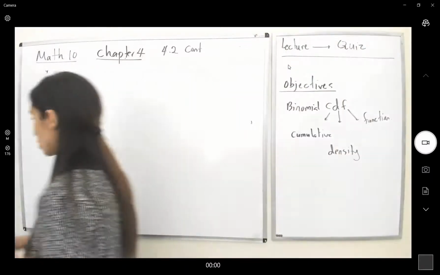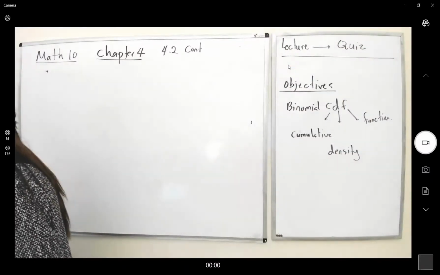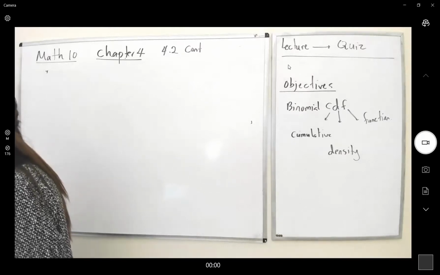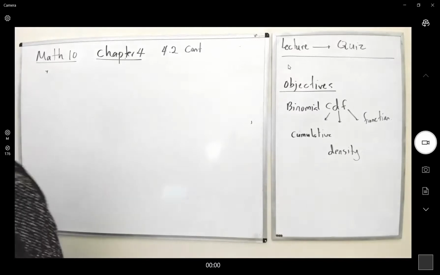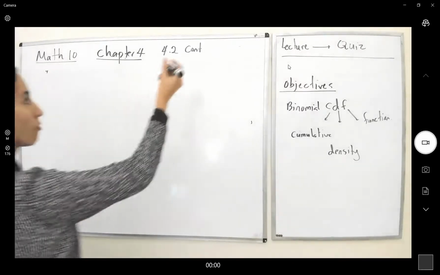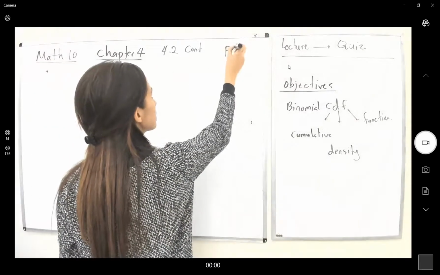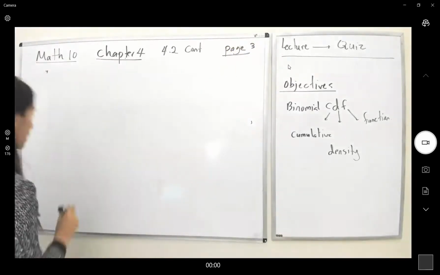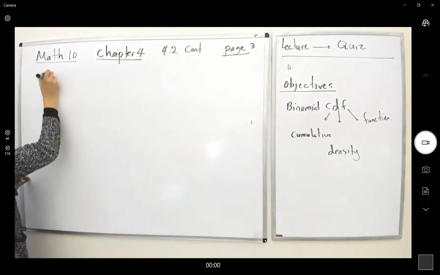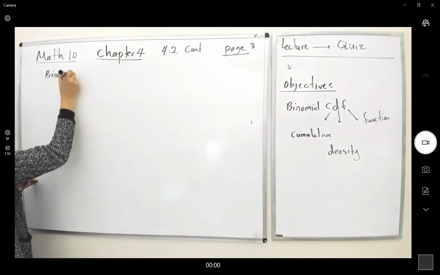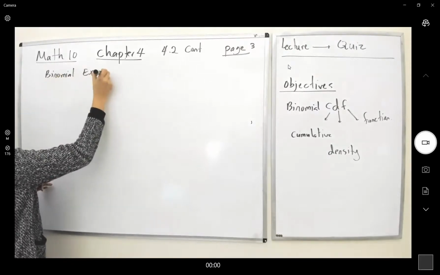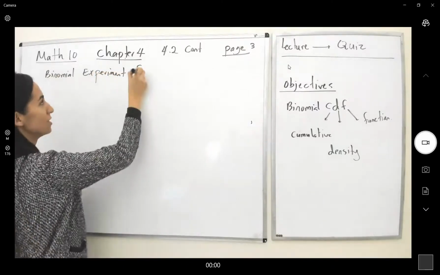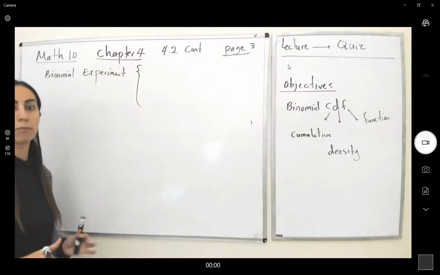Very well. So first of all, let's take a look at our page. We are on page 3. And I'm going to review what we learned so far. We learned about a binomial experiment. A binomial experiment must follow some conditions.